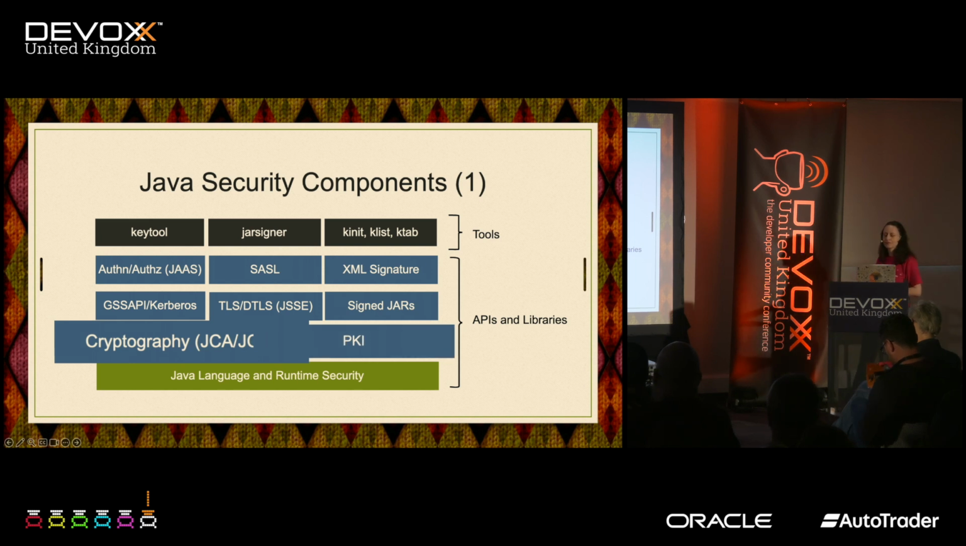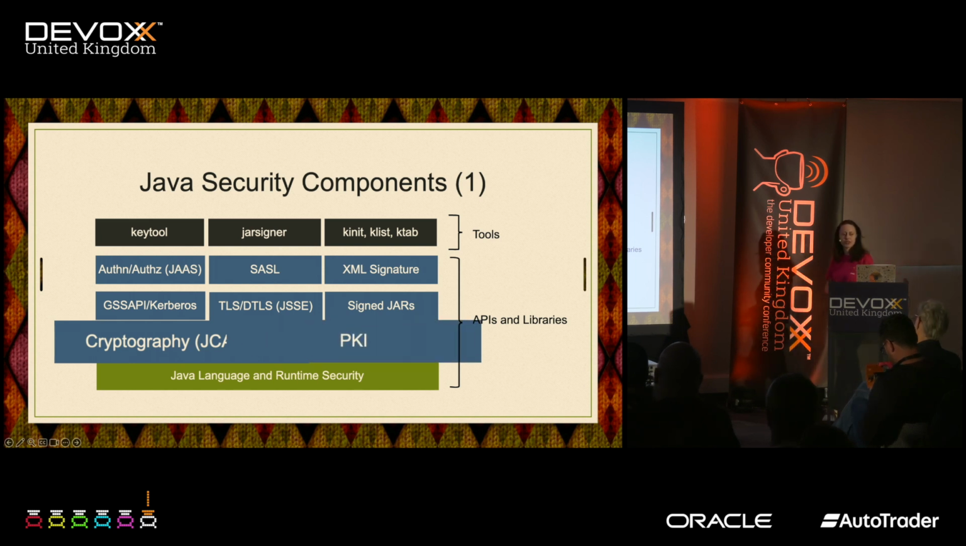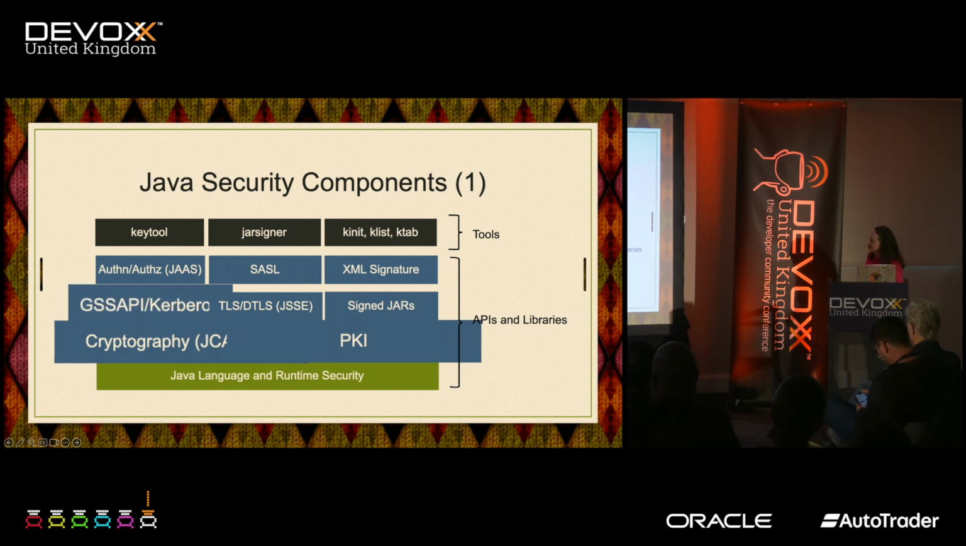Now, the PKI component contains APIs and implementations for validating and building certification paths, or certificate chains, if you know that term better. It also covers storage of keys and certificates. The next component is this acronym here, GSSAPI Kerberos. This part is the Generic Security Service Application Program Interface.